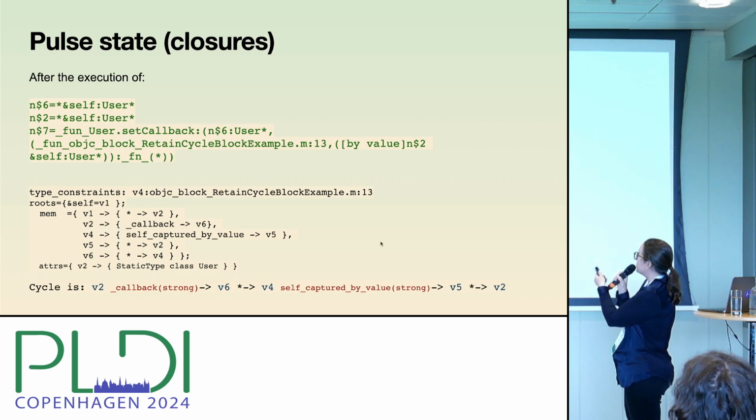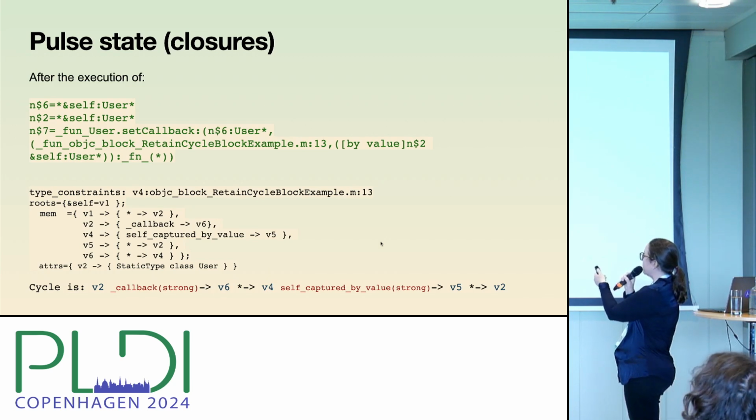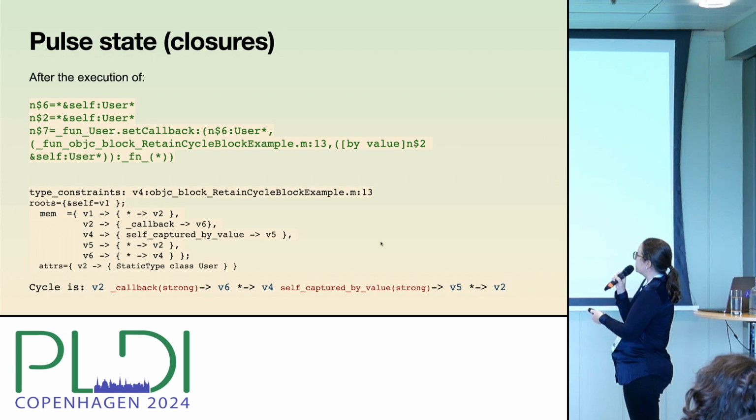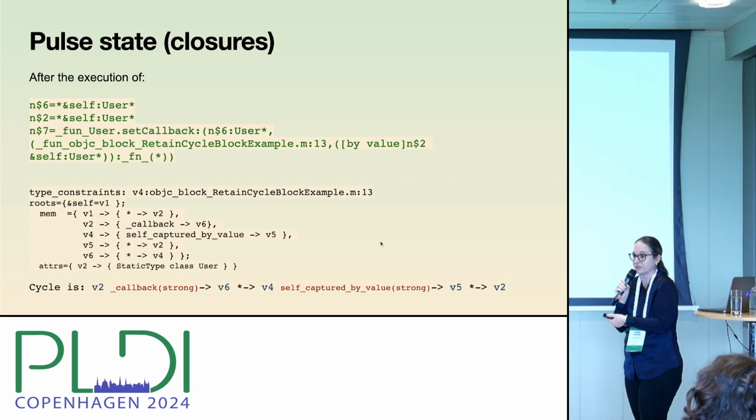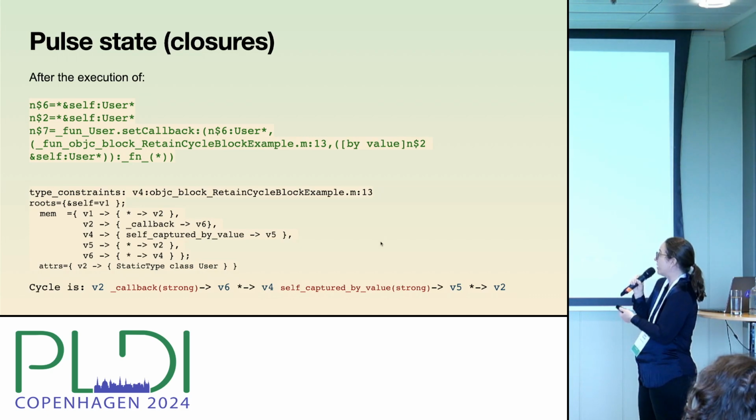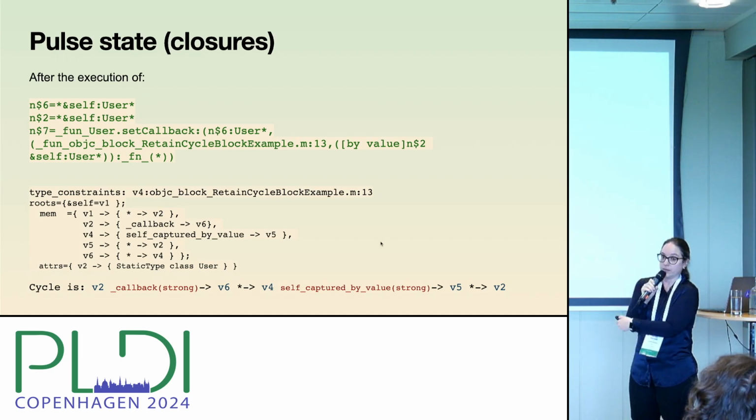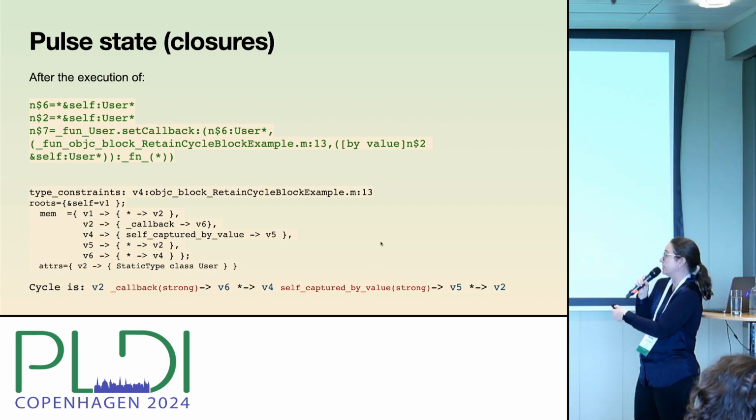So we have set callback, and there we have, this is the SIL again. So this is the closure object, and this is telling us this is the closure we're talking about, and these are the captured variables. So self is captured. And so after we execute this in Pulse, we again get this heap.